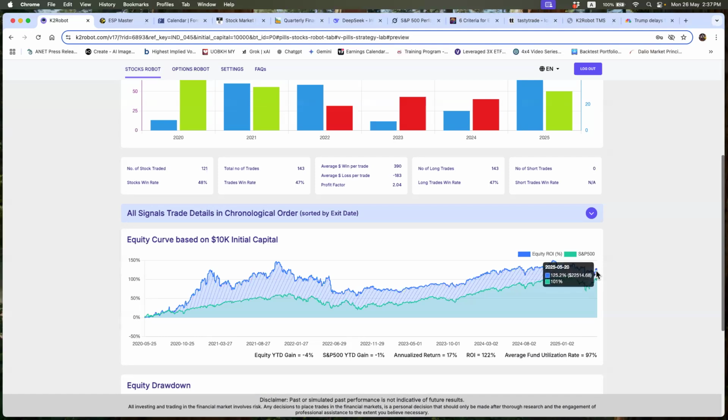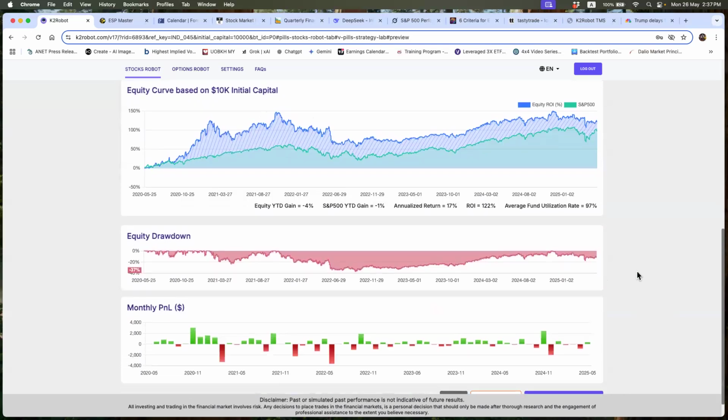125 versus S&P 100, 101. So it has started to be better. Can you see? After I configure the entry parameters, the entry rules, it has started to perform significantly and consistently better than S&P 500. Right?